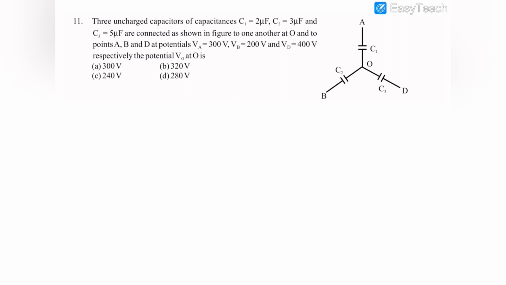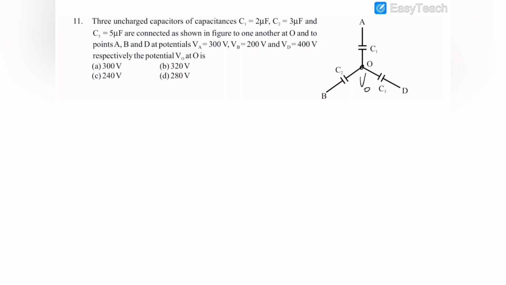In this question, you can see that there are 3 branches, and each branch has some capacitance, and the potentials of all these 3 points are given. We have to find out the potential at O. So we know that we have to apply nodal analysis in such questions. So let us assume that VO is highest, and therefore the charge will be flowing away from VO, in all 3 directions.